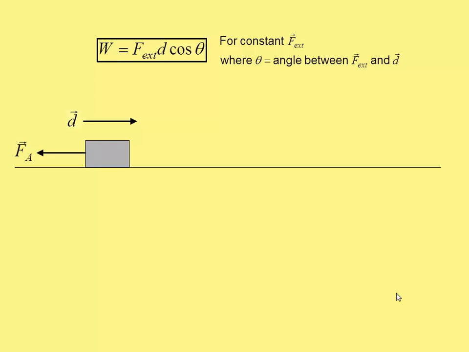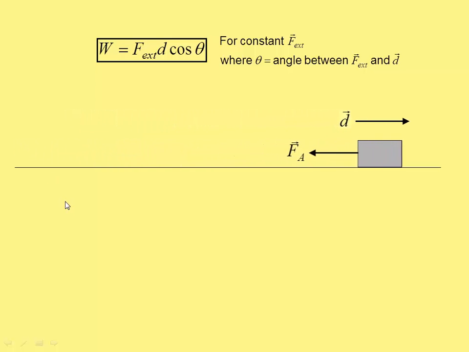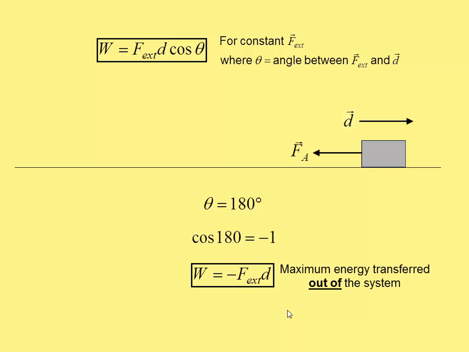What if it was this situation? The box is moving to the right, but you're pushing against the box, which might do something like this. It might cause the box to slow down because you're pushing against it. Now what's the angle in between the direction it's moving and the direction of the force? Well, if they're in opposite directions, the angle is 180 degrees. And the cosine of 180 degrees is -1. So now you get negative external force times distance.